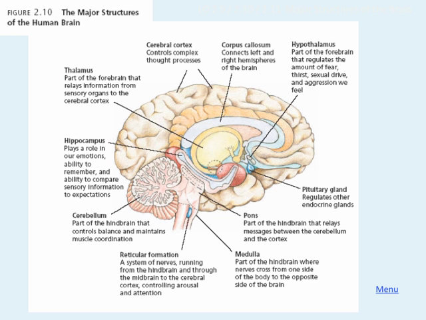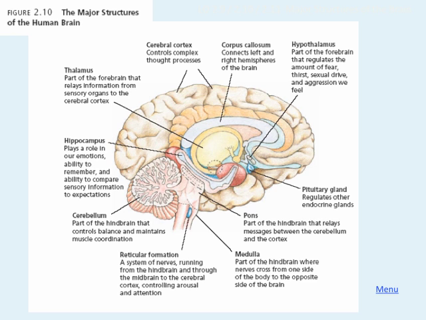The cerebellum is part of the hindbrain that controls balance and maintains muscle coordination. It's also known as the oldest part of our brain, and allows us the basic functions as well. Reticular formation is a system of nerves running from the hindbrain through the midbrain to the cerebral cortex, controlling arousal and attention. So when you are bored in class, your reticular formation is not fully functioning. Now, the medulla is part of the hindbrain where the nerves cross from one side of the body to the opposite side of the brain. So the medulla is where information is really being pushed from one side to the next.